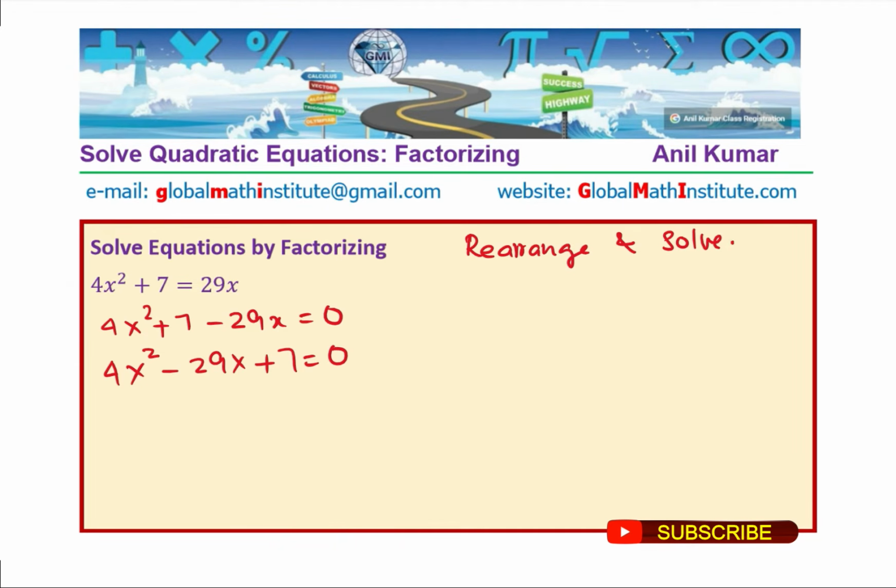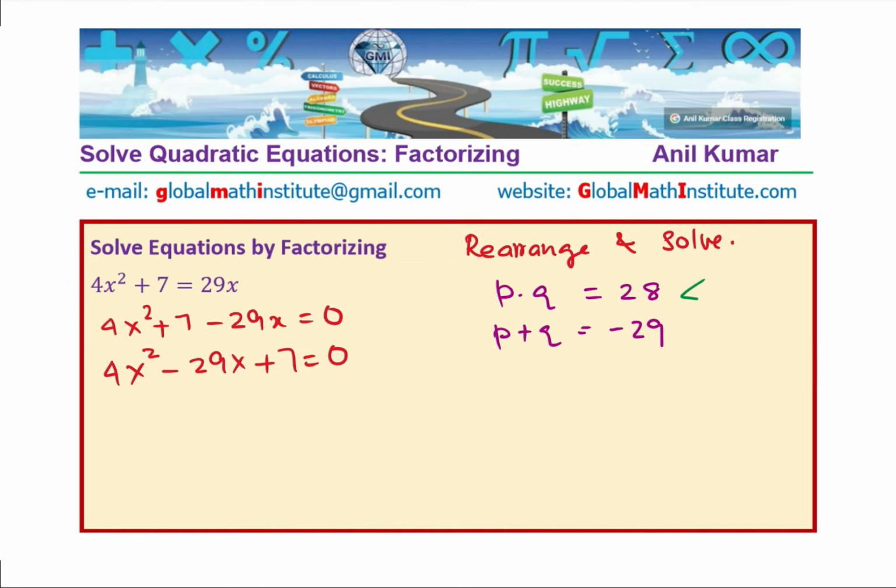So now we are looking for product and sum, right? Product and sum of the constant with the leading coefficient, which is 28. And the sum of these two is the coefficient of x, which is minus 29. So now the two numbers are clearly 28 and 1. Since the sum is negative, both should be negative. Is that clear to you?